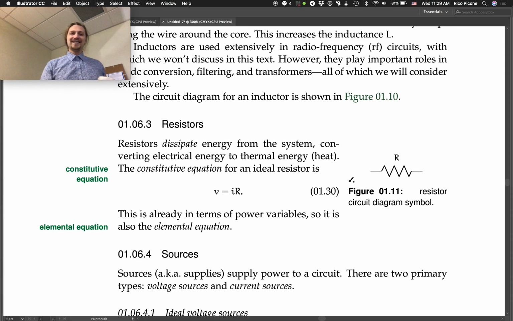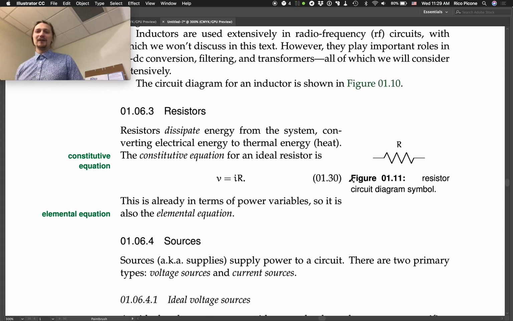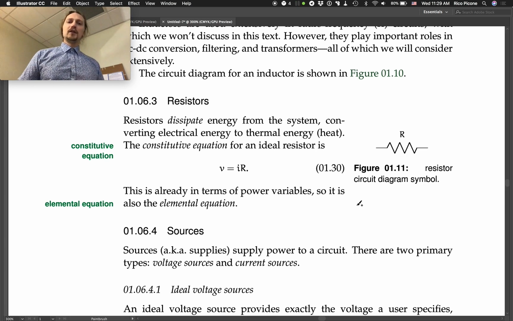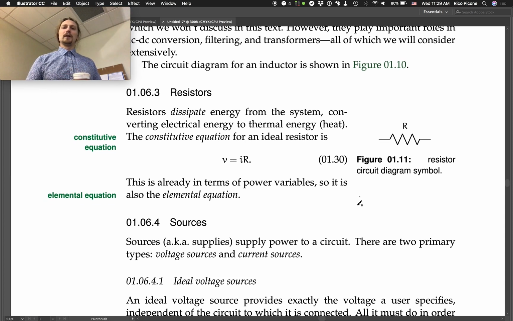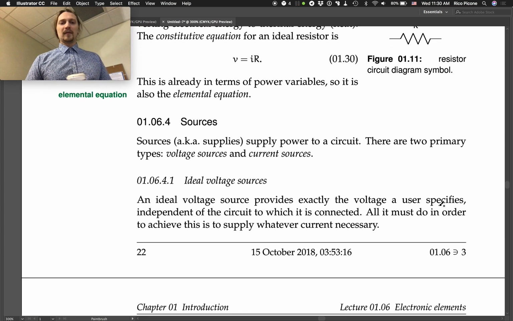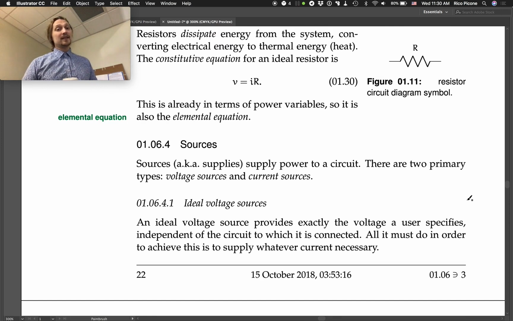Okay, resistors. Resistors dissipate energy from the system, converting electrical energy to thermal energy, i.e. heat. The constitutive equation for an ideal resistor is Ohm's law, V equals IR. This is already in terms of power flow variables, so it is also the elemental equation. Here's the resistor circuit diagram symbol, and I'm not going to make any snarky comments this time.